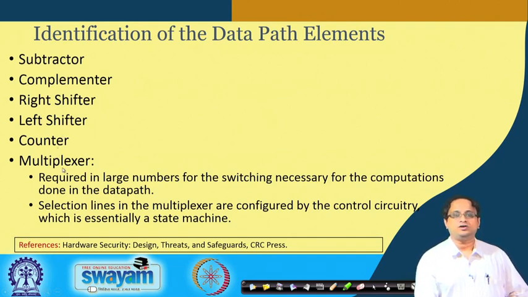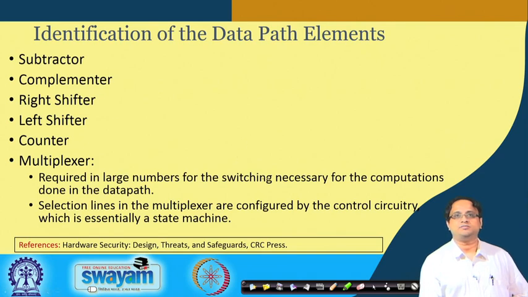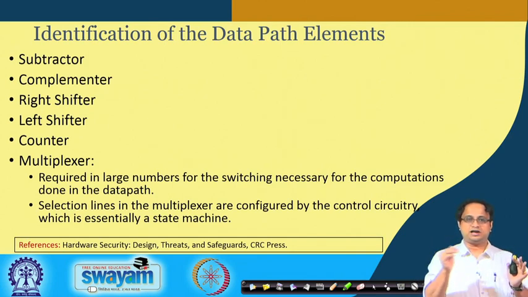The other element which is not very explicit here is a multiplexer, because there are several branches in my algorithm. These branches are inferred as multiplexers in hardware, because multiplexers give you select logic. Either you go in this path or in the other path depending upon the value of the control logic. Multiplexers are required in large numbers for the switching necessary for computations done in the data path, and the selection lines in the multiplexers are configured by the control circuitry. Each multiplexer will have a select line, and these values will be given by the controller, the control path.